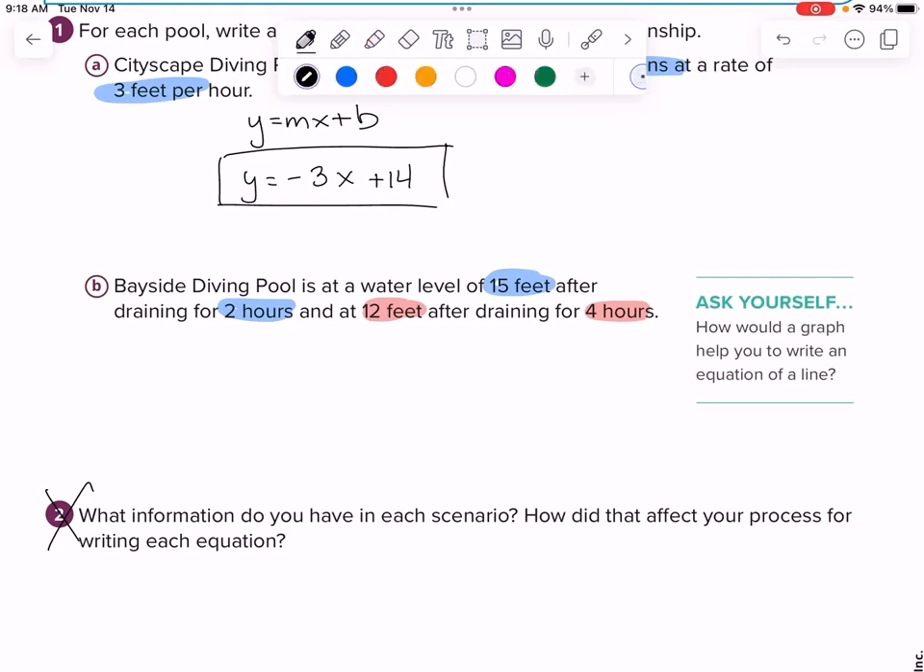We don't know where we're beginning, right? How deep is this pool? So we just have to be careful with this. We do have a rate though, right? The water level at a specific time. We're going to write a coordinate to represent each one of these.